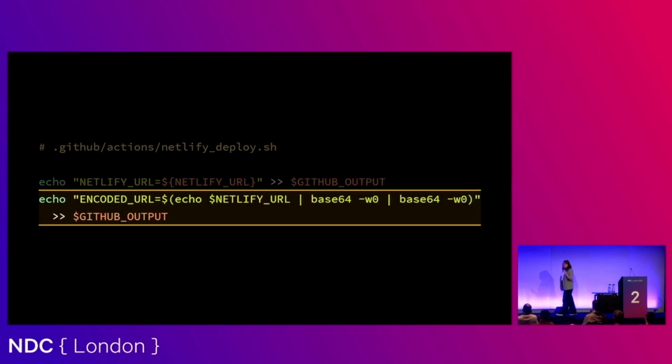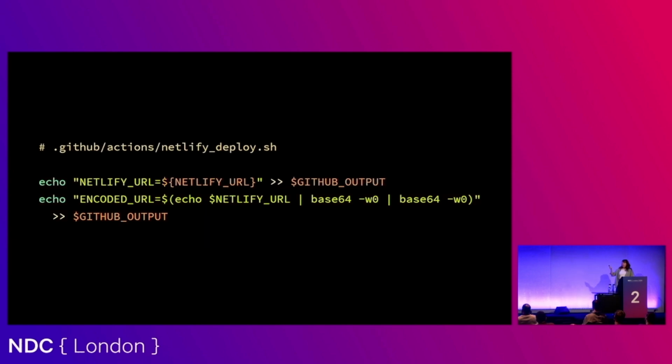We also want to base 64 encode the URL twice, just in case. We're going to base 64 encode the URL so that we can then save that as an output that doesn't look like a secret. So this is in the Netlify deploy script. When we get this, we want to base 64 encode it, and we're going to save that as an encoded URL.